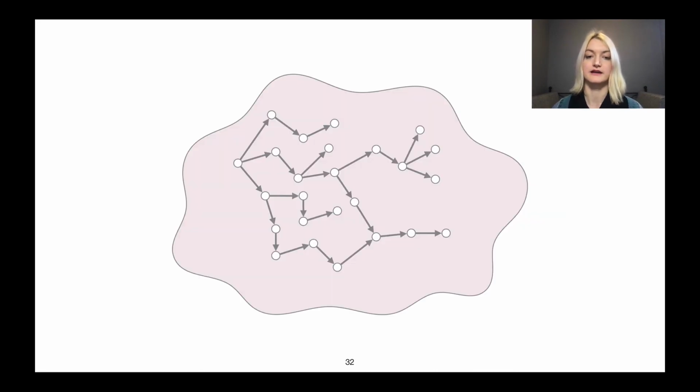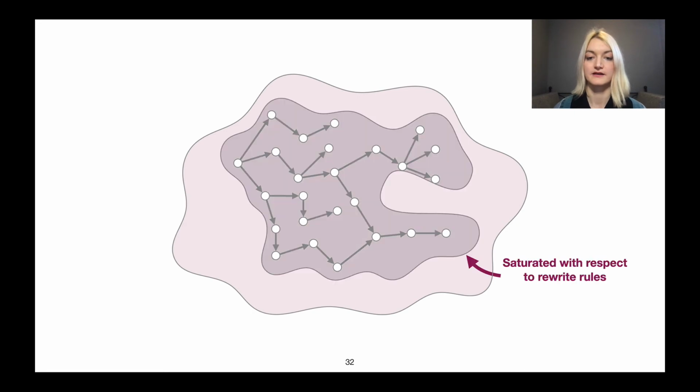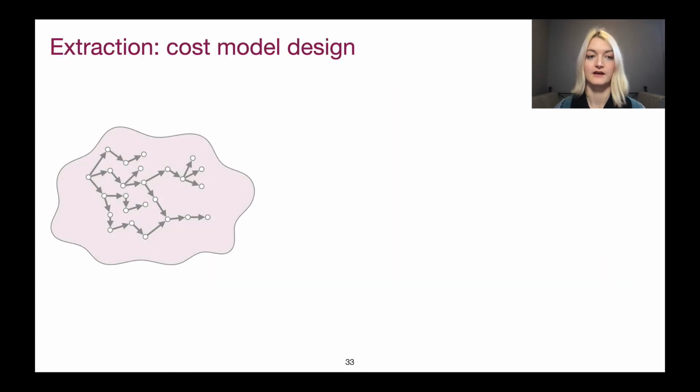This brings us to the idea that equality saturation can apply all of these different rules, but then at some point, we saturate with respect to the rules. So this means that there are no more rules that you can apply to reach new programs. And as you see illustrated here, this doesn't necessarily mean you've seen all equivalent programs up to the language semantics, because the rules might not necessarily be complete. The next idea is that we use extraction to pull the desired program out of this search space, and we do this via a cost model.